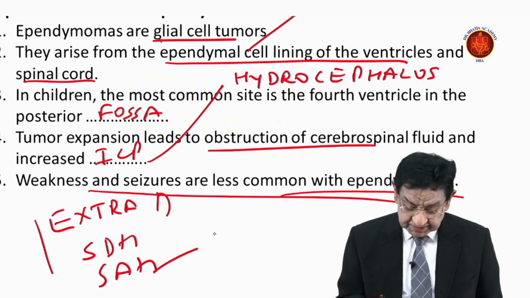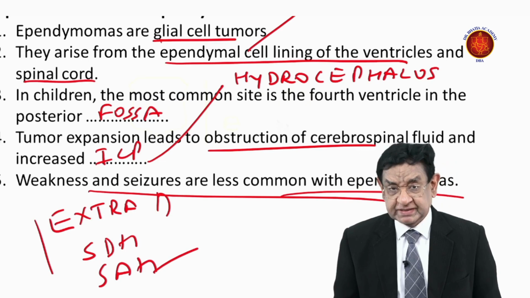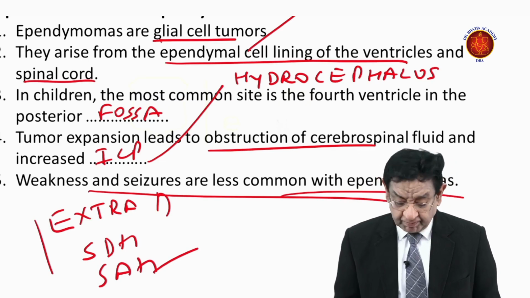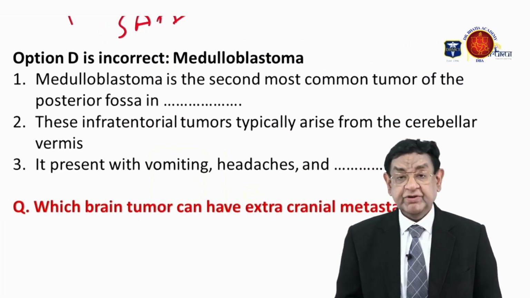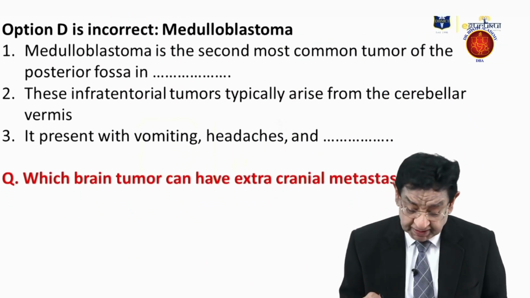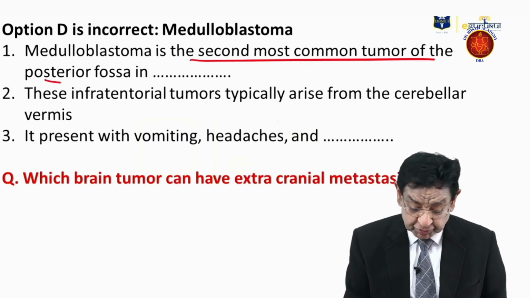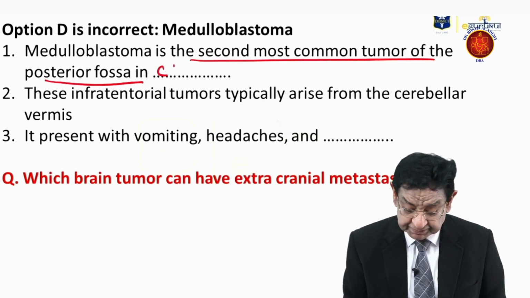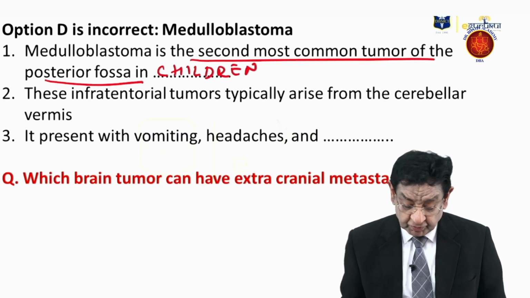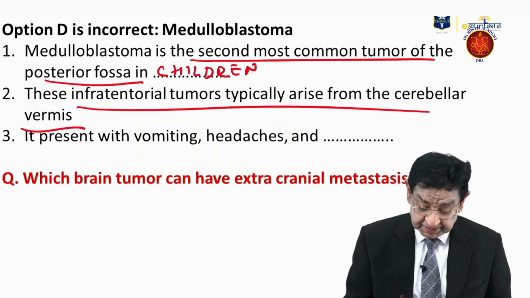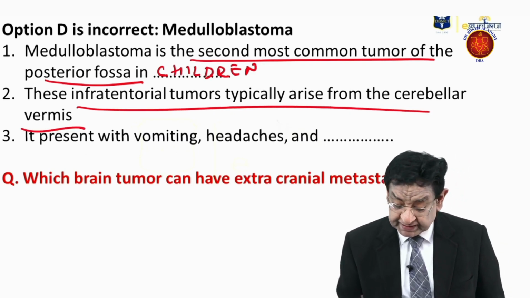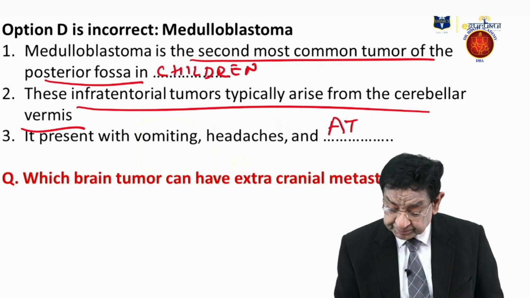The answer is subarachnoid hemorrhage. Hydrocephalus can be a complication. Well, let's look into the other option. We have one option, medulloblastoma, the second most common tumor of the posterior fossa in children. Well, this is infratentorial, arising from the cerebellar vermis. It presents with vomiting, headache and ataxia.